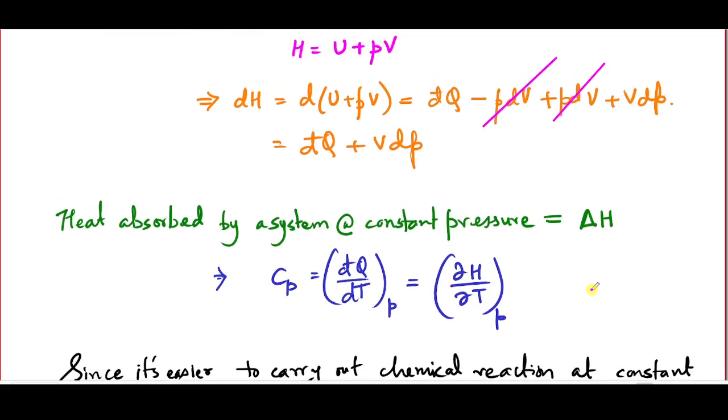Note that we are not mentioning constant n here in these expressions for both Cv and Cp because that's sort of a given. We are talking only about closed systems.